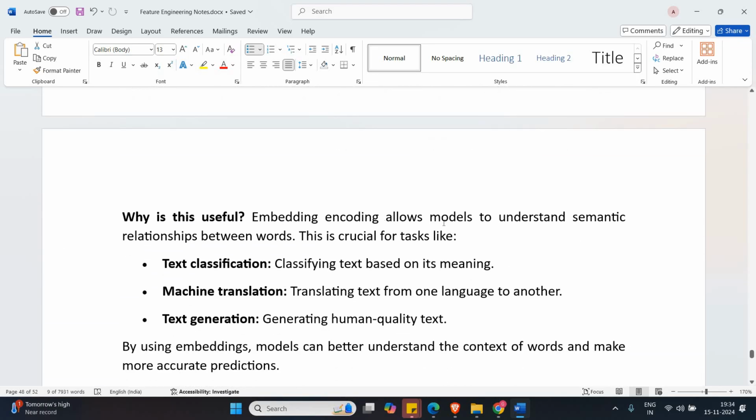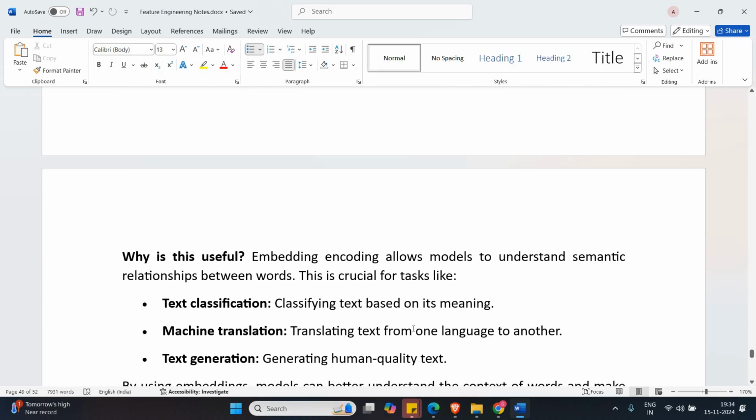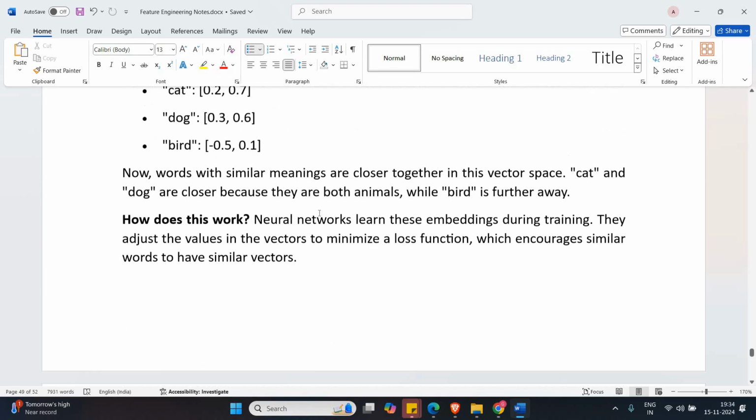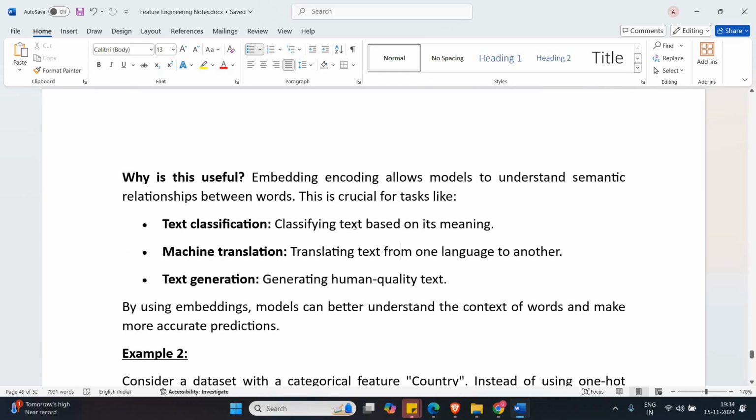So why is this useful? Embedding encoding allows the model to understand semantic relationships between words. This is crucial for tasks like text classification, whenever you are classifying text based on its meaning; machine translation, translating text from one language to another, where you need to understand the proximity between two words of two different languages; and text generation, generating human-quality text.